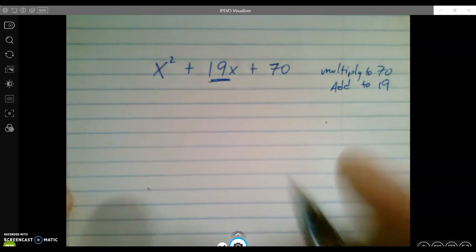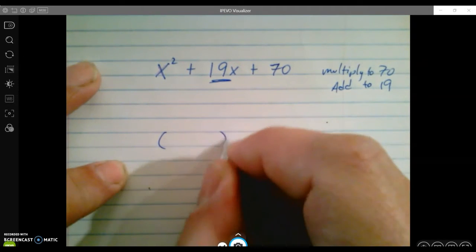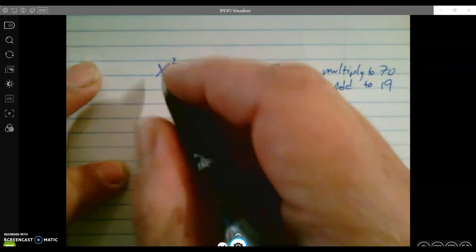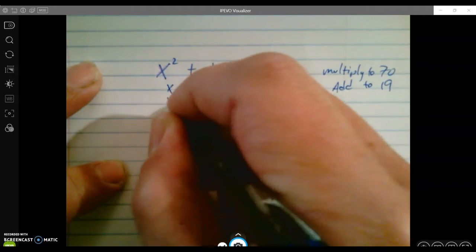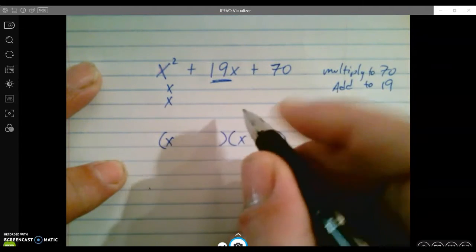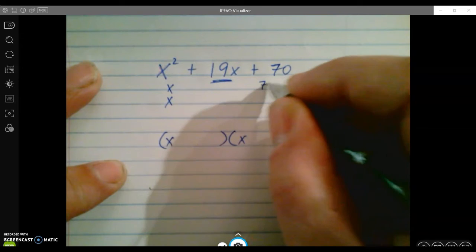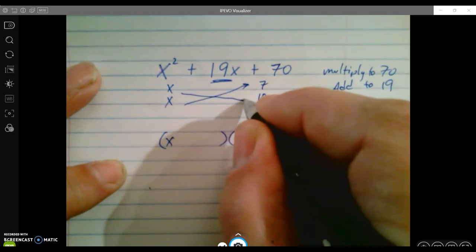That does not seem easy, because 70 is a bigger number. But let's do this. What we're trying to do is get it into two binomials. And so the x squared is going to come from x and x. And what I'm going to do is write that right below here. I'm going to say x times x. And the 70 is going to come from, well, maybe it's 7 times 10. You cross multiply those.